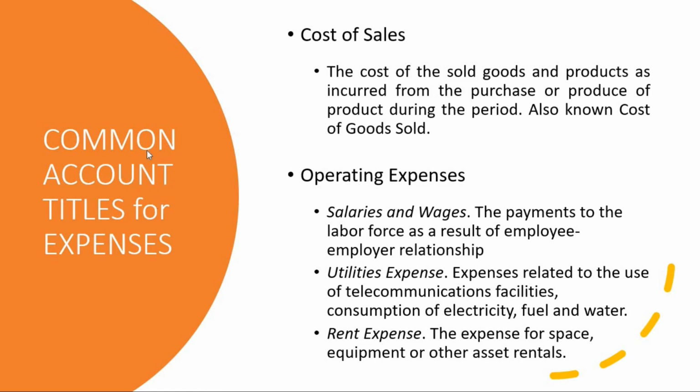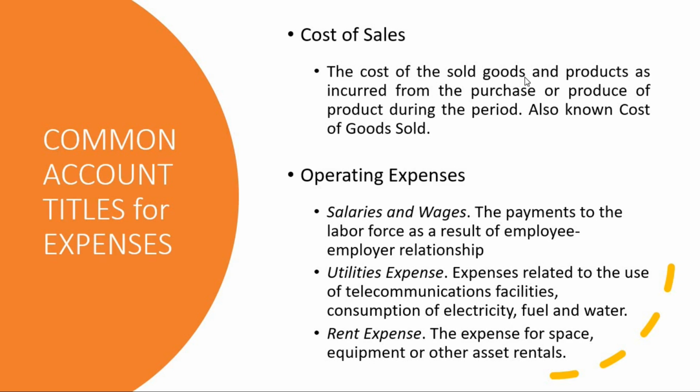Okay, so let us now proceed to the expenses. So take note that expenses are divided into two. First is your cost of sales, and the other one is the operating expenses. For the cost of sales, another term for that is cost of goods sold. So this is the cost of the products that you sold. If you have not sold it yet, this is what you report as inventory. But once it is sold, this becomes the cost of goods sold or your cost of sales.